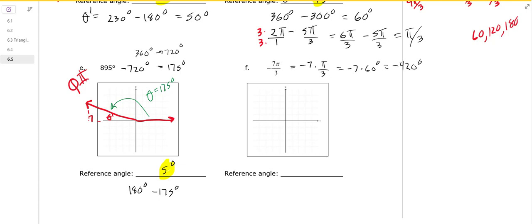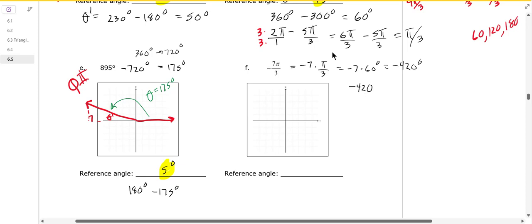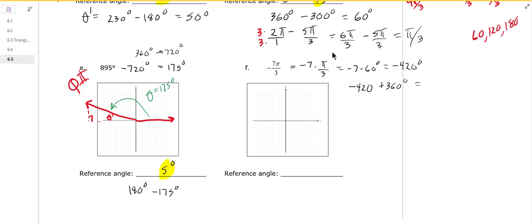So I really need to find a positive coterminal angle. So if I add 360 to it, I'm still going to have a negative angle, but I'll just do this in 2 steps. Negative 420 plus 360 is negative 60. So you're in that family of angles. And then if we do negative 60 degrees plus 360 again, then we're going to get 300 degrees. And I think in a previous example, we already did 300 degrees.